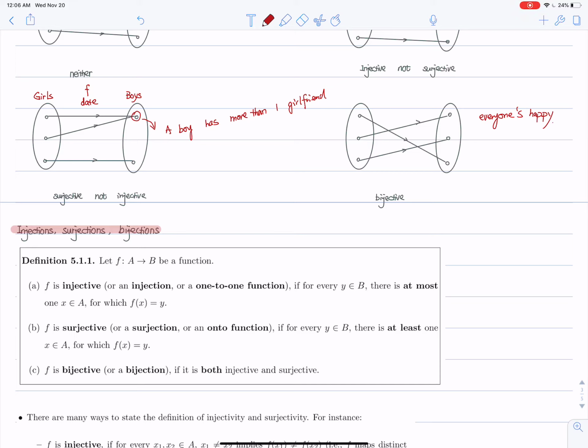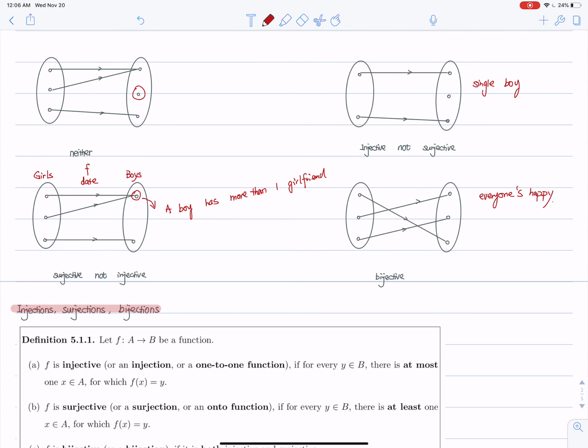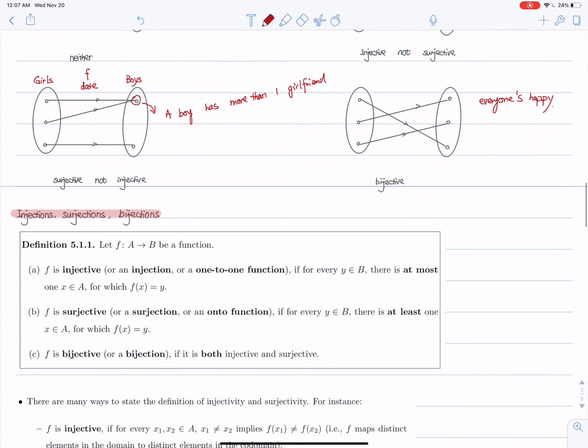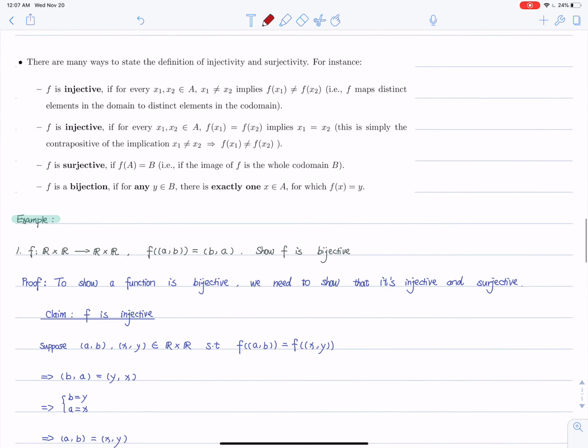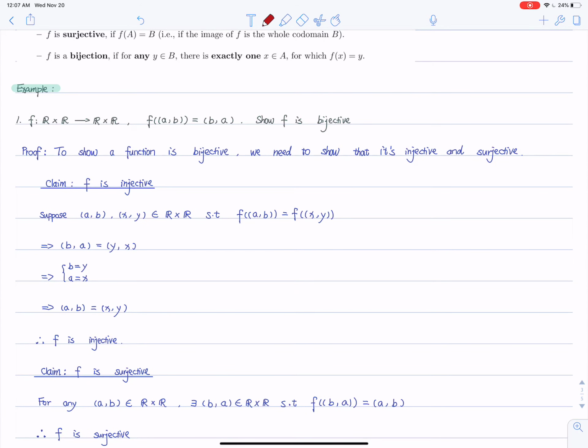So every girl has one boyfriend, and every boy has one girlfriend. Everyone's happy. I think it's a bad example, but if it helps you understand, then go ahead and think about it in this way. Sorry, I should not do that. Anyway, the definition is more important, but I do hope that helps you understand this.